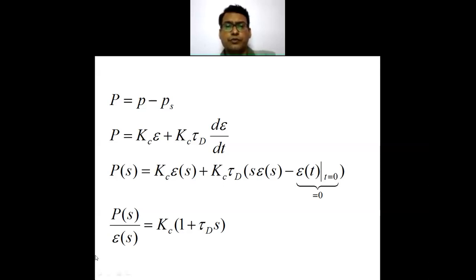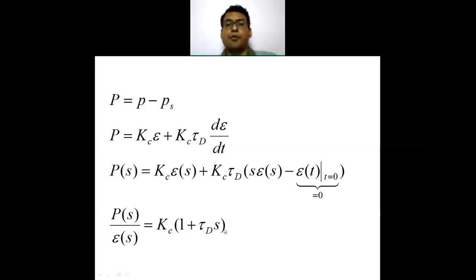So the derivative transfer function, I can write Kc epsilon plus Kc tau d into dE upon dt, which on simplification you will get Kc into bracket 1 plus tau d s. So this is the proportional derivative controller. Transfer function for proportional derivative controller is Kc into bracket 1 plus tau d s.